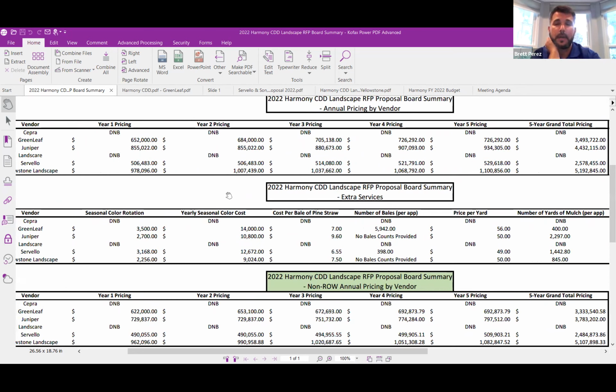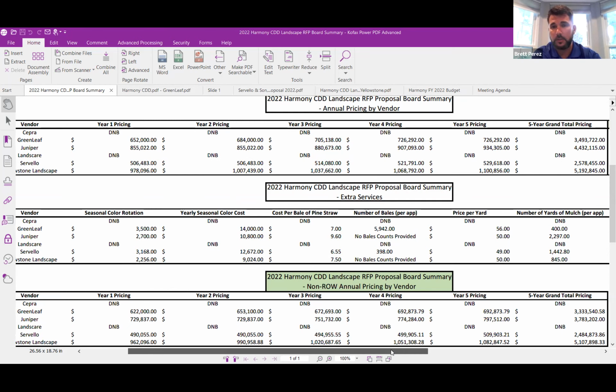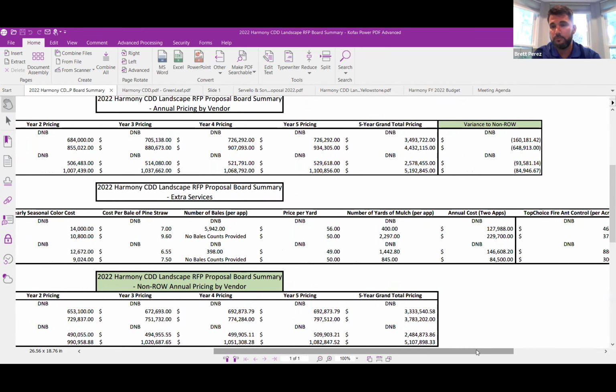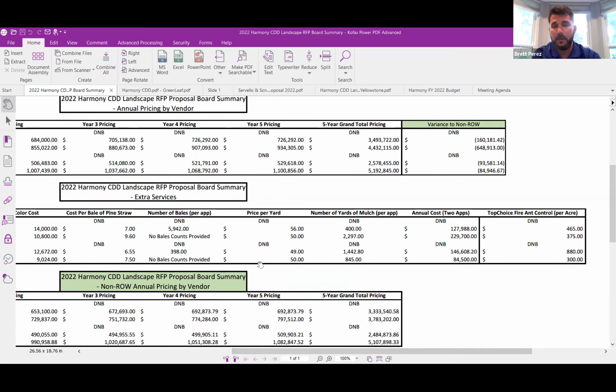The other piece I'll talk briefly about is where it says extra services. You do recall when we presented the specs and scope of services, we took the mulch and the annuals out of the contract, where it's billed at time of service versus paying 1/12 of it every month. So you will see this cost for seasonal color rotation is per rotation, and this would be 4 rotation costs. And then your cost per bale of pine straw, and the quantities that each vendor supplied. Obviously there were 2 vendors that didn't provide counts. Some of them felt that most of the pine straw is sitting in natural pine tree stands and that it would fall as needed. So I'll let you comment however you see fit.